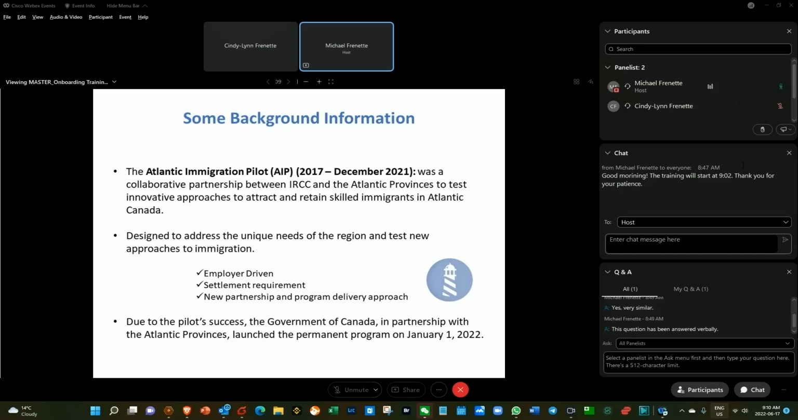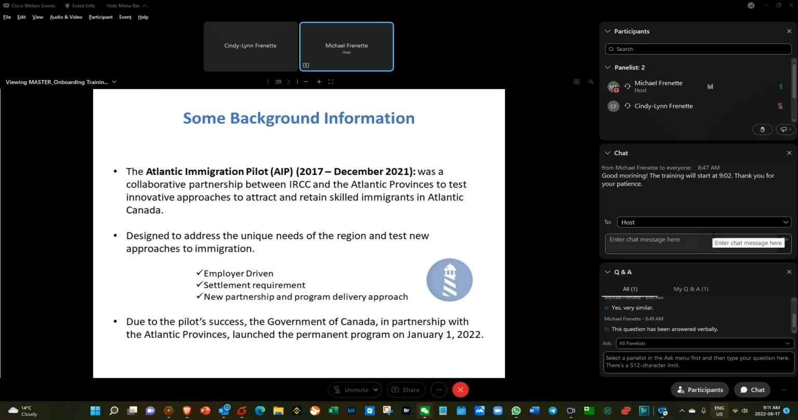Most immigration programs that we have in place now begin with the candidate applying. So it's very different for the Atlantic Immigration Program. Employers also played a key role in the settlement and retention of newcomers and their families. Settlement support was offered in partnership with provinces, employers, and settlement agencies to ensure long-term retention. It was also offered earlier in the process to better position newcomers for success. So the pilot ended in December 2021. However, due to its success, the Government of Canada did announce the permanent program on January 1st, 2022.